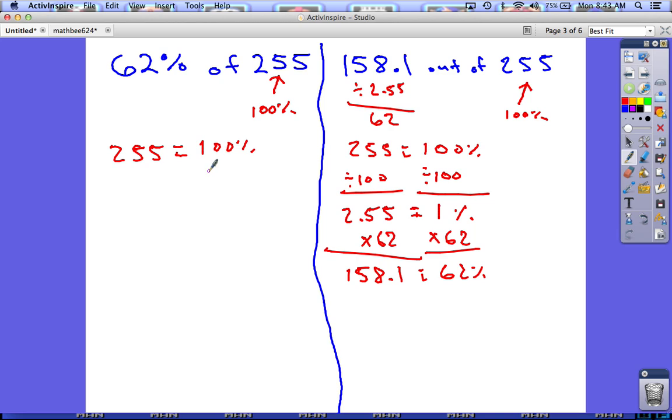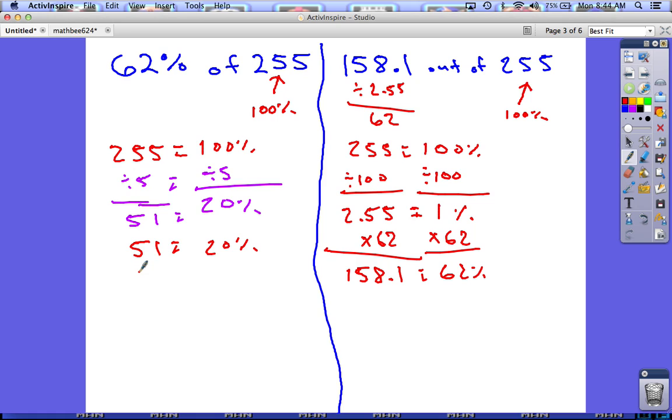So what I'm going to do is I'm going to divide by, how about 5? Because I know 100 divided by 5 is 20. 20% equals, and now I need to divide this by 5 also. So I'll do 255 divided by 5, and that's 51. So we're off to a pretty good start here. Because now, if you think about it, 51 equals 20%. So another 51 would be 20%. Another 51 would be 20%. So now we're up to 20, 40, 60. 60% is 51, 102, 153.